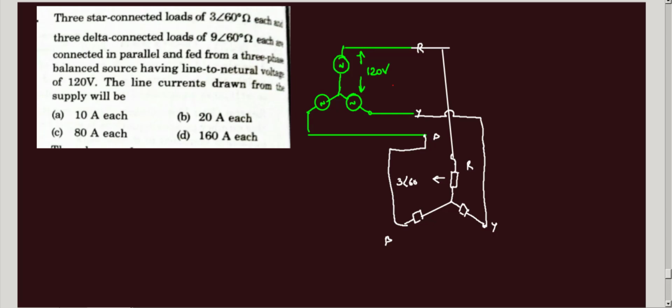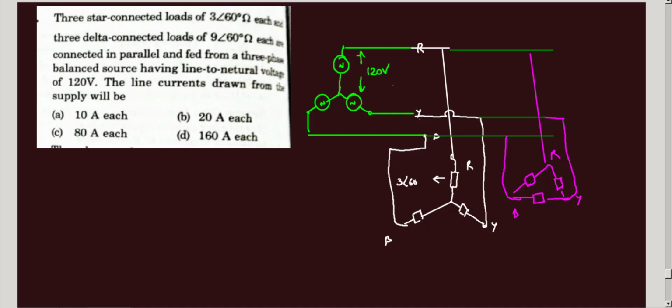Then next, the delta connected load. So I connect the delta connected load. This is R and this is Y and this is B. So I am connecting R, Y, and B. These are connected in parallel, R to R, Y to Y, B to B, the same.